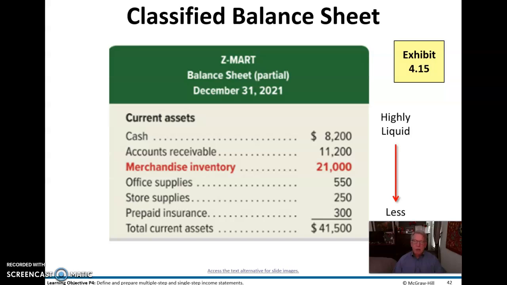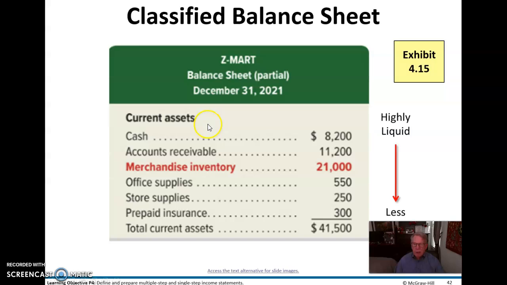Classified balance sheets. All we mean by classified balance sheet is we put those balance sheet items into things like current assets, long-term assets, current liabilities. We have categories, basically classifications, I should say, of that balance sheet. And that's all that means when we do a classified balance sheet.